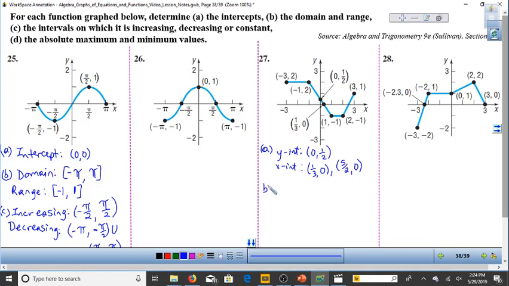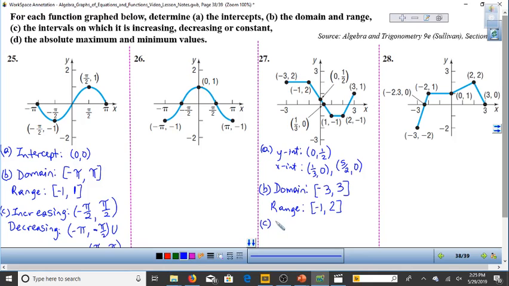The domain, again, we can tell very easily. The lowest x value of the graph is -3, and it goes all the way up to +3. And then the range: the lowest y value we can have on the graph is -1, at multiple points. The highest y value was +2. It's the highest it went to.